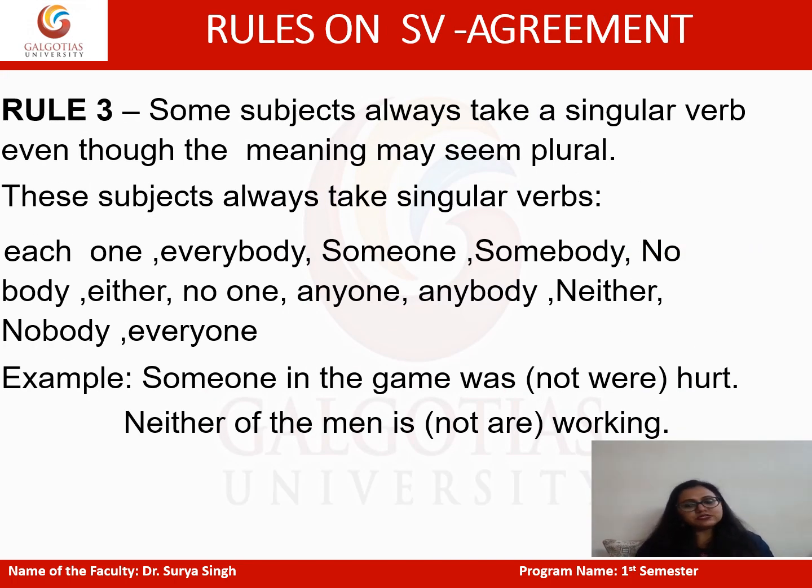Rule 3. Some subjects always take a singular verb, even though the meaning may seem plural. The examples of these subjects are each one, everybody, someone, somebody, nobody, either, no one, anyone, anybody, neither, everyone. These subjects always take a singular verb. They may seem plural to you, but they always take a singular verb.